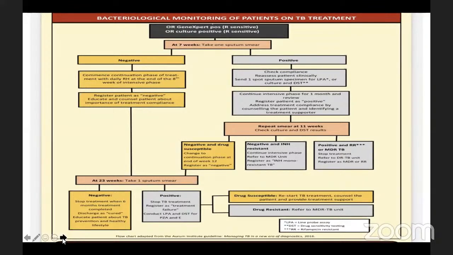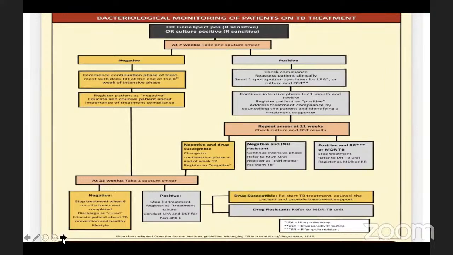And with that patient who tested positive at 7 weeks, you repeat the smear at 11 weeks instead of 23 weeks. So you check the culture. If the culture and DST results are negative and drug susceptible, then you change to continuation phase. But if the results are negative and INH resistance, then you continue the intensive phase, you refer to the MDR units, and you register as INH monoresistant TB.